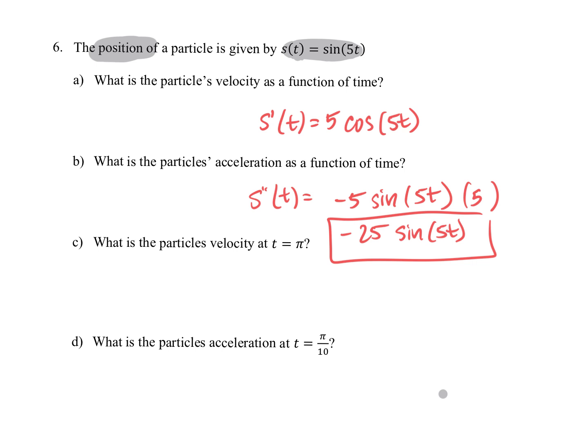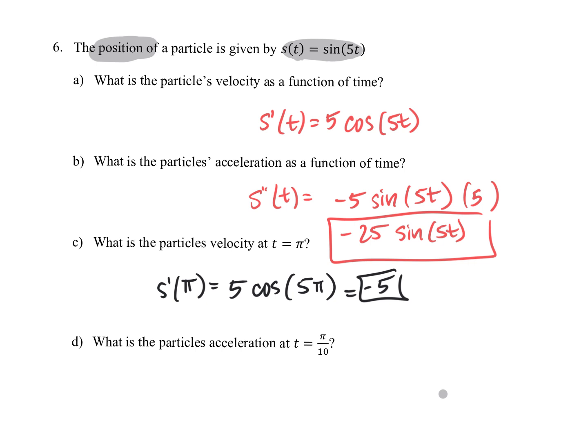And then it says, what was that velocity when t is pi? So I'm going to go back to that velocity equation and throw a pi in there. S prime of pi is now 5 cosine of 5 pi. 5 pi's, what the heck? Here's a unit circle: 1 pi, 2 pi, 3 pi, 4 pi, 5 pi. Cosine there is a -1 times 5, -5.